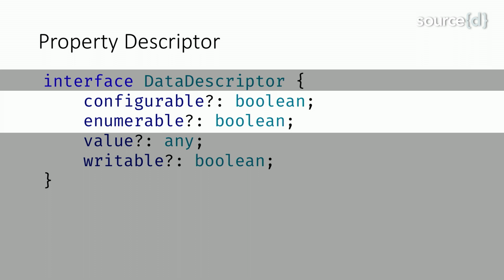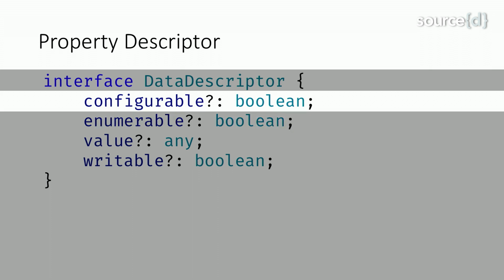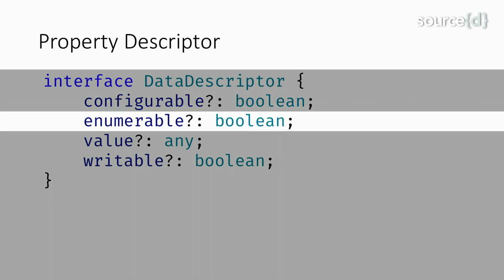The first 2 are common to accessor descriptors. They are configurable and enumerable, both Boolean. Configurable means that if this value is false, I cannot change the descriptor. And enumerable means that this property will be shown when you are iterating over the keys of the object. Okay?